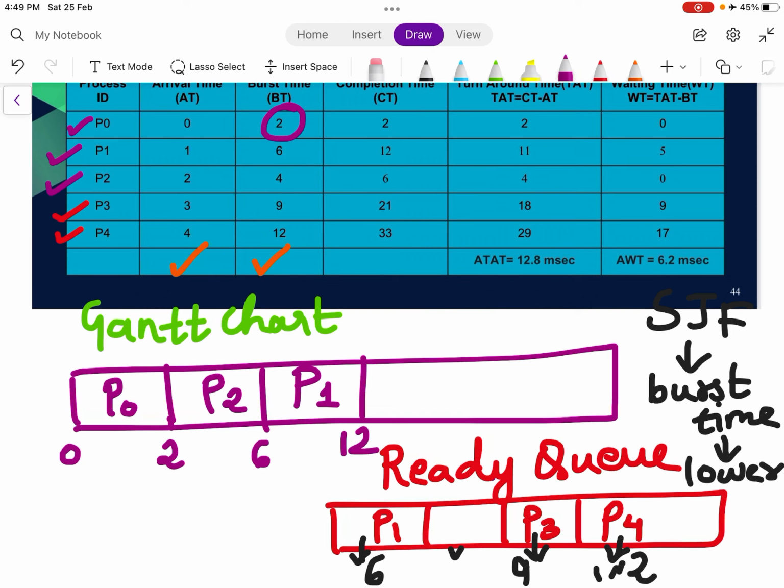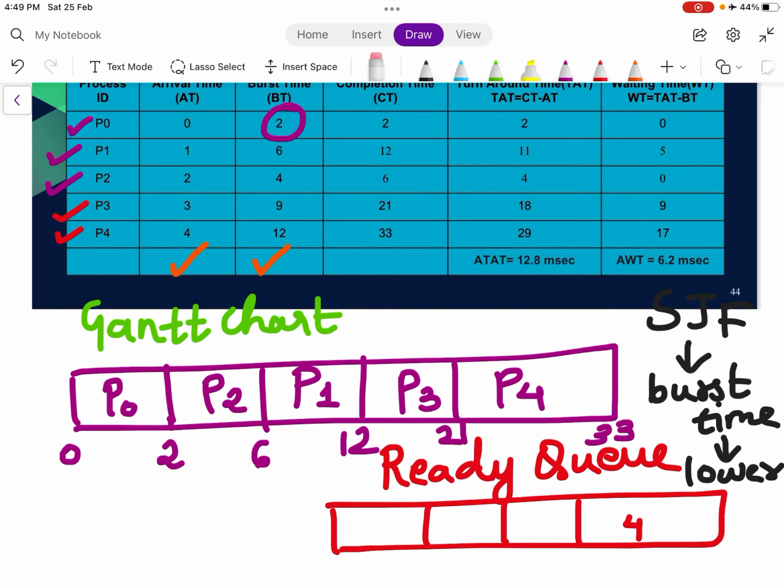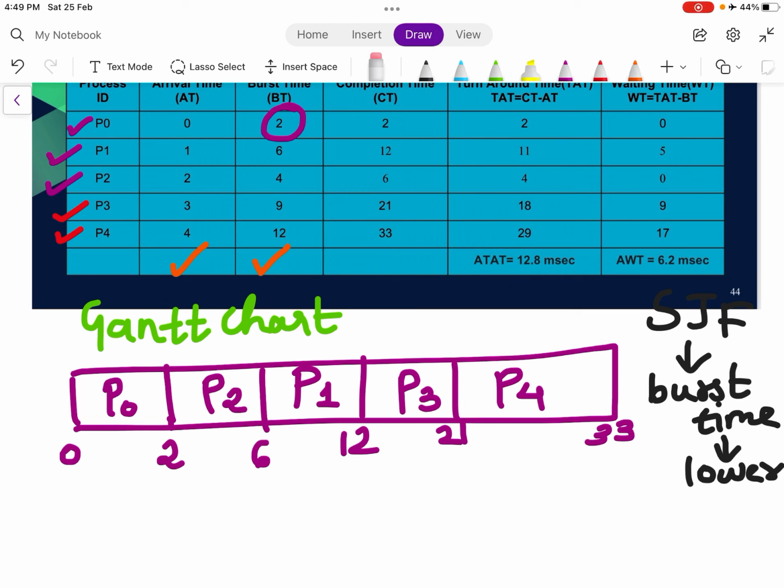6 plus 6 is 12. Now P1 will leave the ready queue. Now among P3 and P4, the one with lower burst time is P3. P3 is 9. So P3 will be allocated. 12 plus 9 is 21. Now P3 will also leave the ready queue. P4 will be allocated to the CPU. P4 is 12. So 21 plus 12 is 33. P4 will also leave the ready queue. So the ready queue is empty. So we'll remove the ready queue.